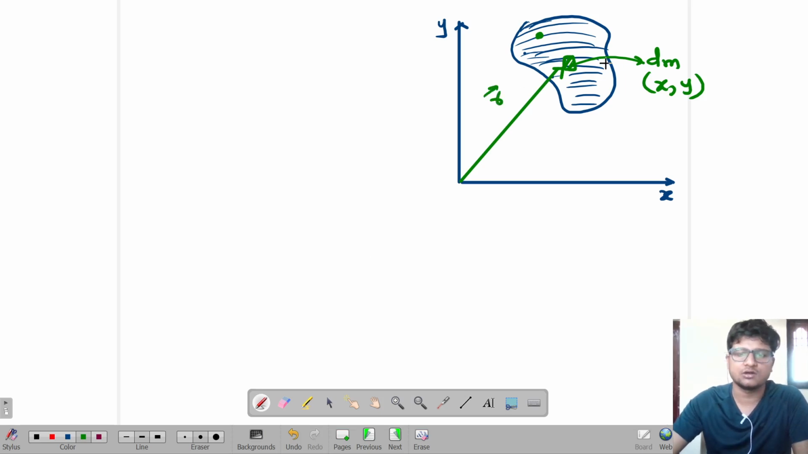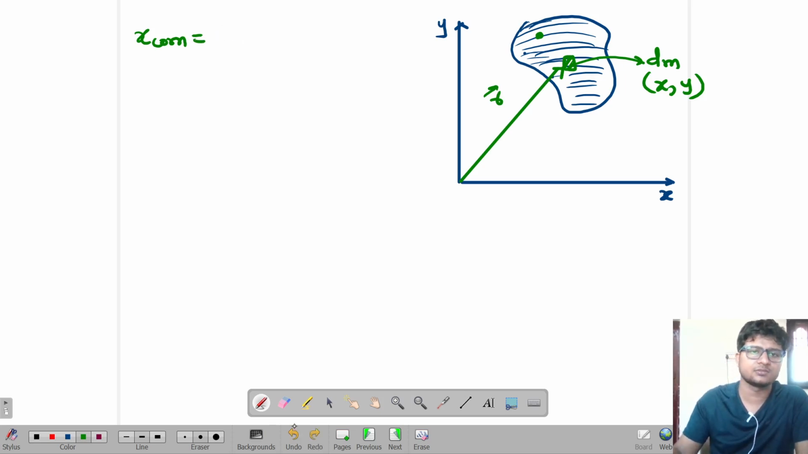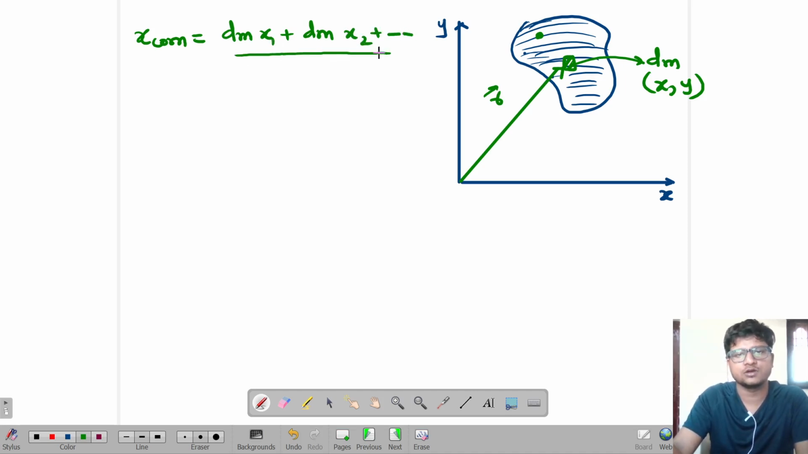Similarly, this thousands of dm can be possible also or not? Tell me yes or no. So if I write x center of mass as m first dm into x first, then second dm into second x coordinate, x1, x2, and so on, it will go like this way, divided by total mass.